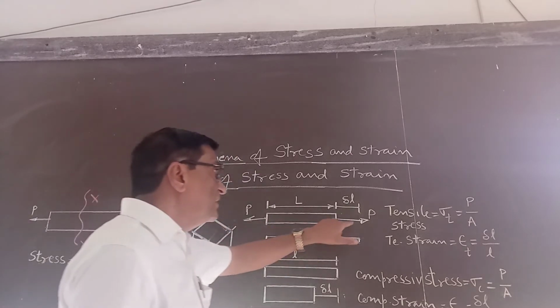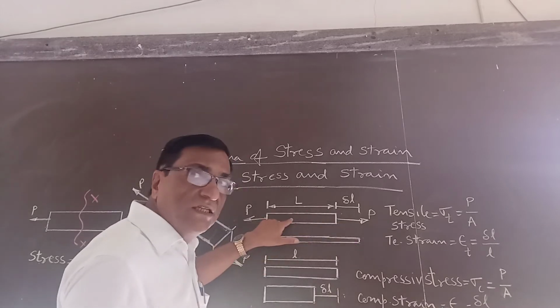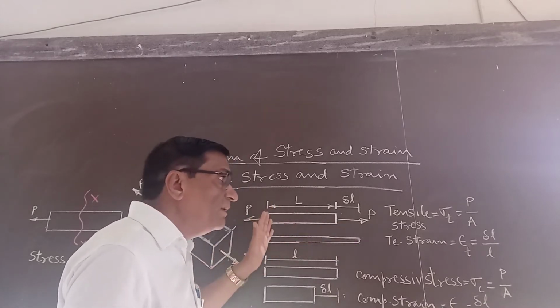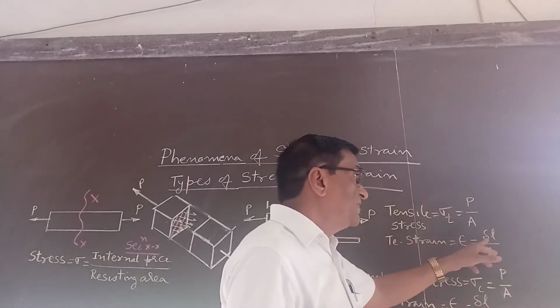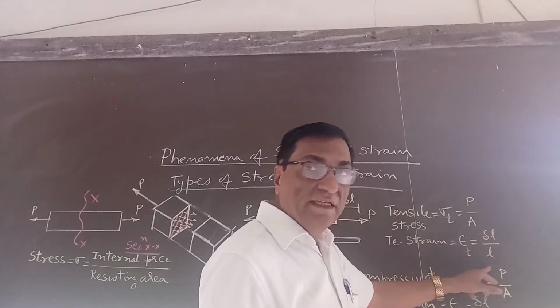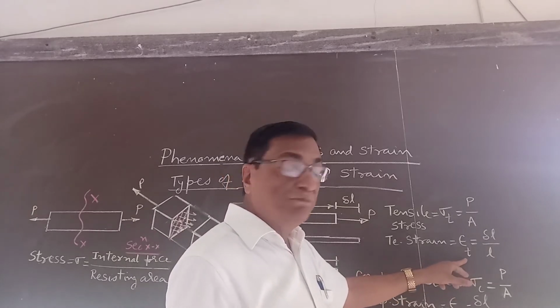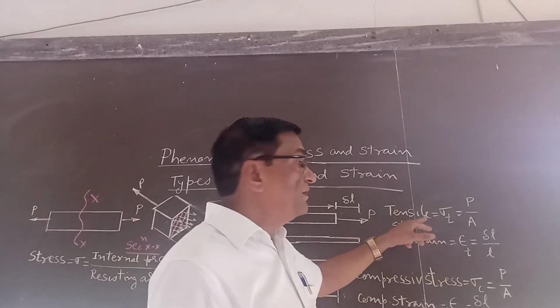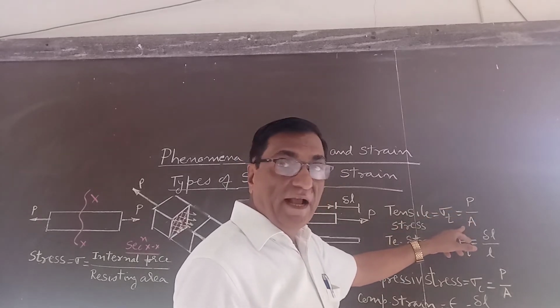Now suppose delta L is the increase in length and L is the original length, then the strain will be defined as the ratio of change in length, that is the increase in length, upon original length. This strain will be known as tensile strain, and tensile stress will be the tensile force upon resisting area.